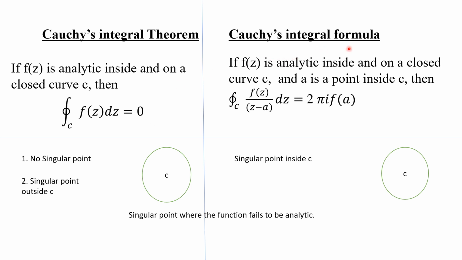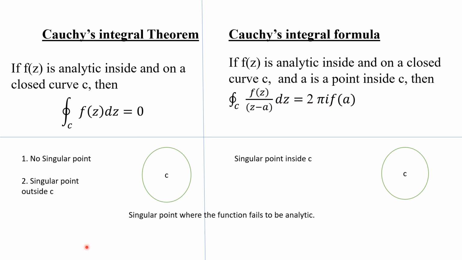Whereas Cauchy's integral formula states that if f of z is analytic inside and on a closed curve C, so up to here the Cauchy's integral formula statement is the same. But the extra condition here is, and a is a point inside C. Then integral over C f of z upon z minus a dz is equal to 2 pi i multiplied by f of a. So if a is a point inside C, then Cauchy's integral formula is the integral over C of f of z upon z minus a dz equal to 2 pi i multiplied by f of a.